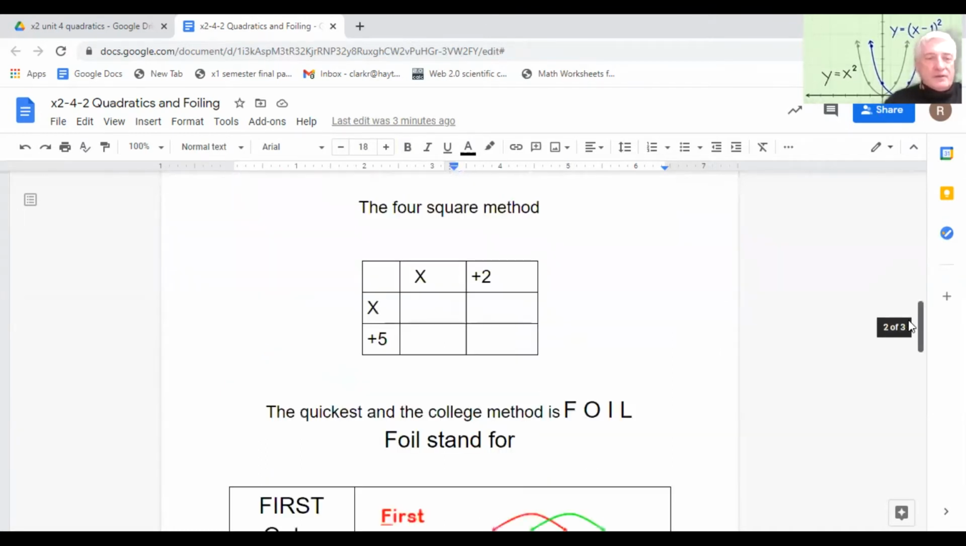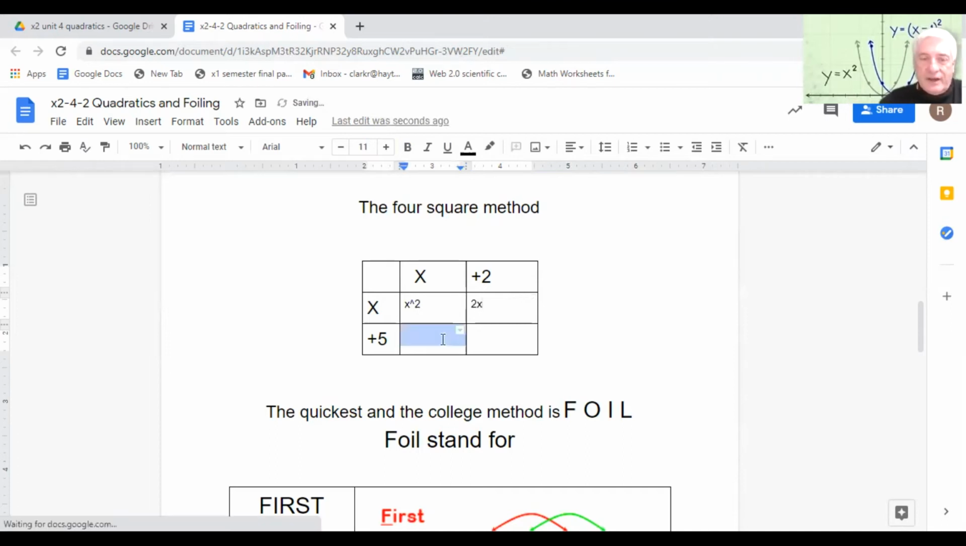Then there's the 4 square method. Some of you played 4 square with a bouncy ball in elementary school. 4 square method, we're going to put 1 row on the top, 1 row down the side. We're going to multiply and put them in squares. This one is x squared. This one is 2 times x, which is 2x. This one is x times 5. 5 times x is 5x. And this is 2 times 5, which is a plus 10.